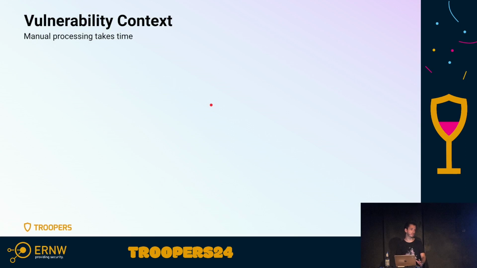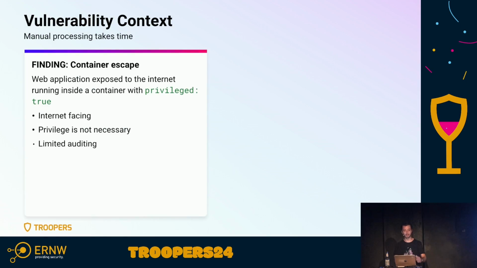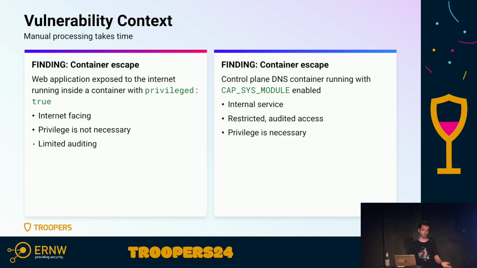First, let's say you have two vulnerabilities, and both are container escapes. The first one is a public-facing container, which should not have this kind of right. Here it has privileged: true activated in the container configuration. On the other hand, you have another container escape in the control plane, a DNS container, which has the cat-sys module capabilities.